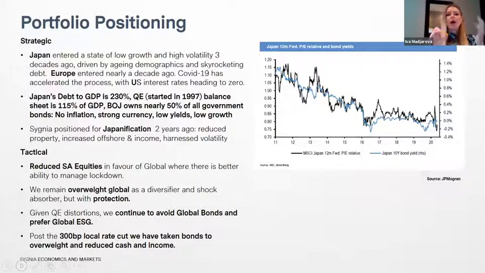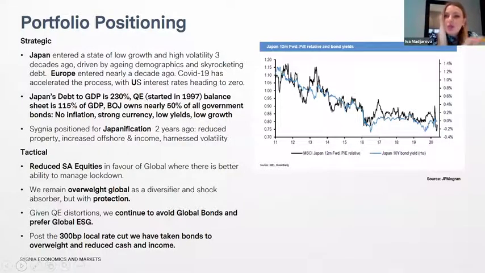So even before this pandemic, we positioned these portfolios for what we call Japanification. Now, why do we call it Japanification? Because we're using Japan as a case study. Japan, already 3 decades ago, was one of the first countries that entered into this low growth, high volatility environment. It was really driven by the fact that they have an aging demographic. So you have more and more older people living on pensions and limited incomes, not really spending that much in the economy. And the country has skyrocketing debt, and debt hampers growth.